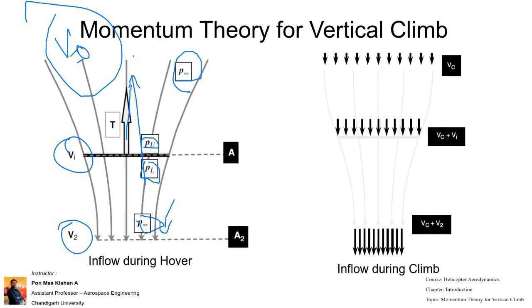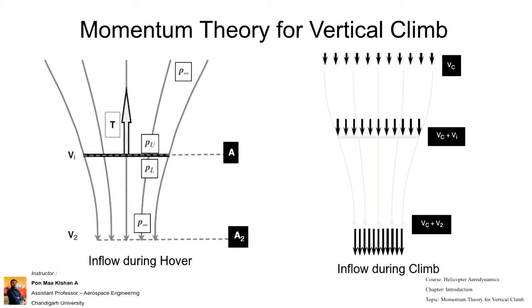When the helicopter is climbing, the inflow is nothing but the induced flow, given here in a shorter form. VC, that is velocity during climb, is the intake velocity. The rotor intake velocity will be VC. So at the rotor location, we have taken VC plus VA, where VC is the climb velocity, the inlet velocity, and VA is the velocity induced at the rotor.